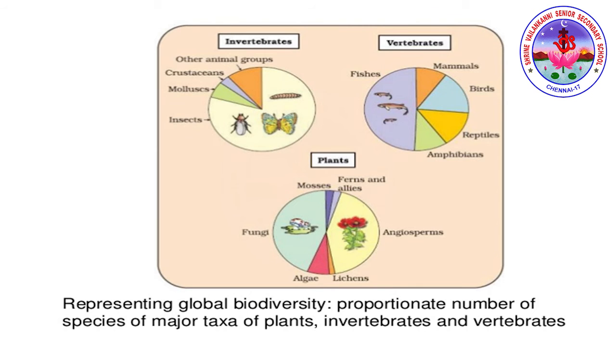In this picture, you can study the global biodiversity, which shows the proportional number of species of major taxa of plants, invertebrates and vertebrates. So pause the video and study the global biodiversity given in this diagram. Here you can see invertebrates, vertebrates and plantae. This pie chart will give you a clear identification of the global biodiversity.